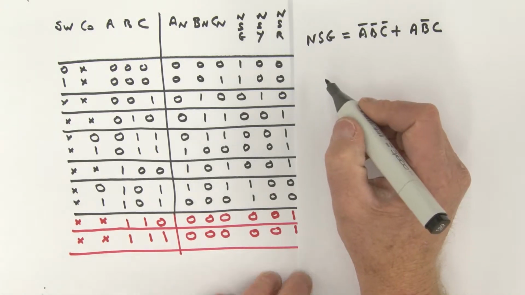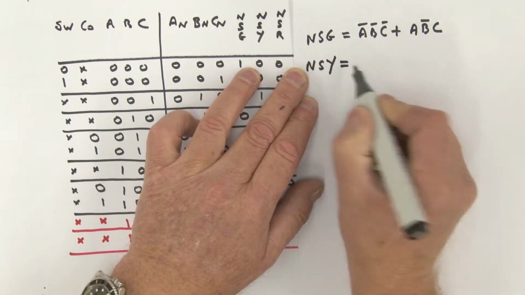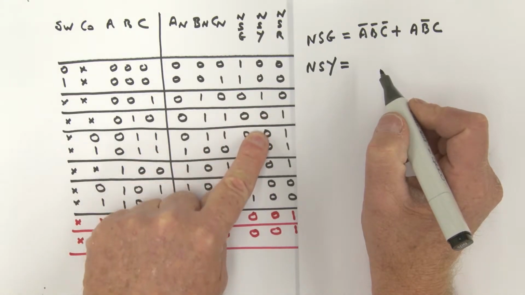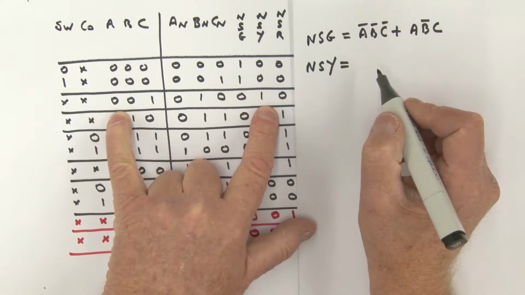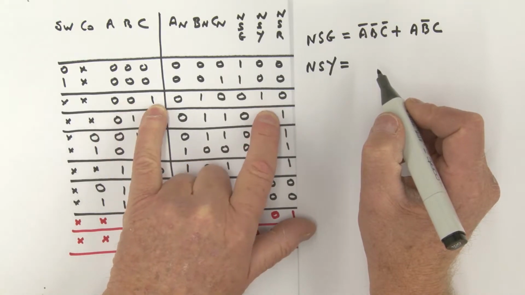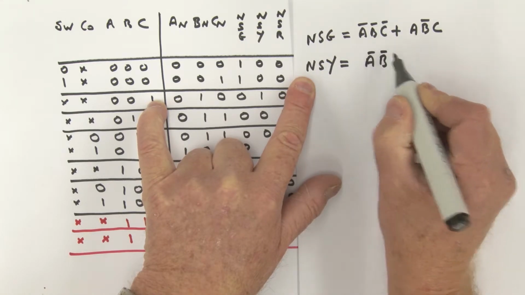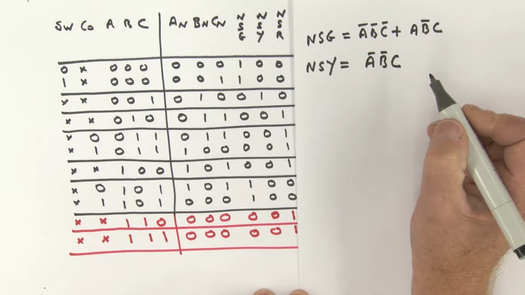Let's have a look at north-south yellow. We'll come on down the column. There's a product term here. That's the only product term. Let's read off what state that is occurring in. That's the A bar, B bar, C state. And that is north-south yellow.